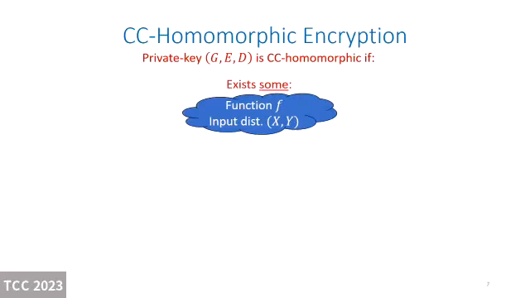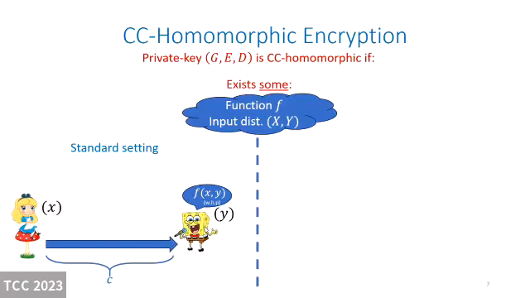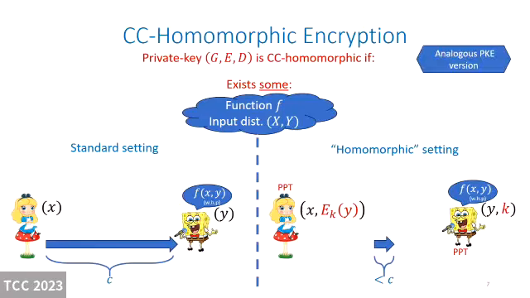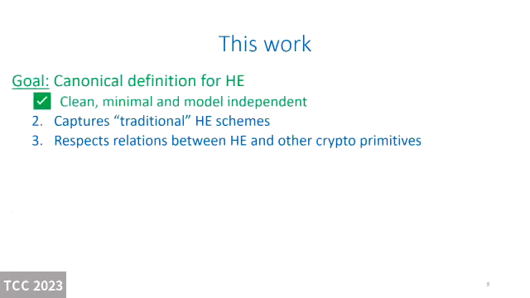And if there exists some function and some efficiently samplable product input distribution, such that on the one hand, computing it requires C bits of communication, but on the other hand, if Alice and Bob are both computationally bounded, and we give Alice an encryption of Bob's input, and we give Bob the secret key, then they can compute it using less than C bits of communication, less than the lower bound of the standard setting. And I will call this setting the homomorphic setting. And also we can adapt this entire definition to public key encryption. Okay, so we have a definition and we believe it's clean and minimal and it is model independent.